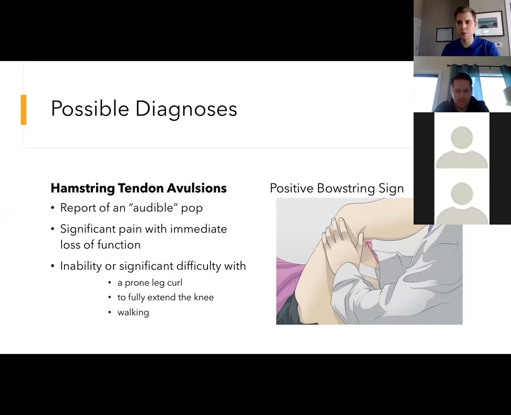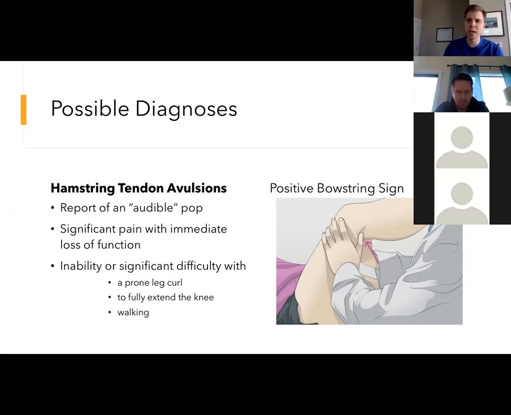These folks will have difficulty performing a prone leg curl, fully extending the knee and bearing weight on that involved side, as well as significant gait abnormality. Acutely, significant ecchymosis and a large hematoma are usually seen. You may also have a Popeye deformity. When you have a biceps avulsion, they call that a Popeye deformity, and it's just that bulge of the muscle. You may have that in this case as well.